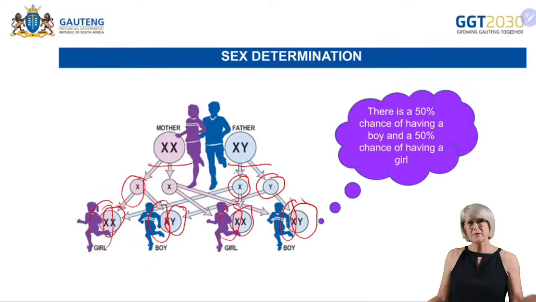Don't think of it as 25% because it's the 4th child. There will always be a 50% chance. Because remember, the father can either give an X chromosome or he can give a Y. Okay, so there's a 50% chance of them having a daughter.